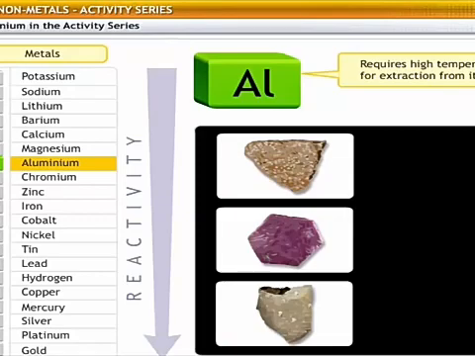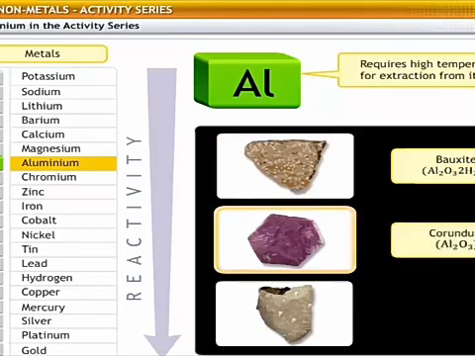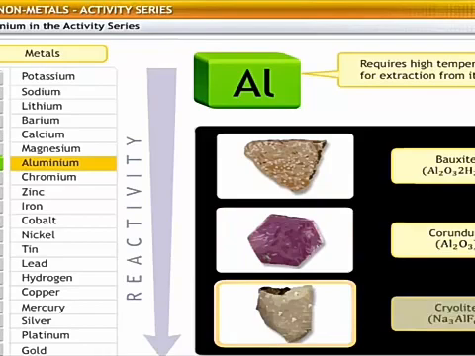Important ores of aluminium are bauxite, represented by the formula Al2O3·2H2O, corundum, represented by the formula Al2O3, and cryolite with the formula Na3AlF6.